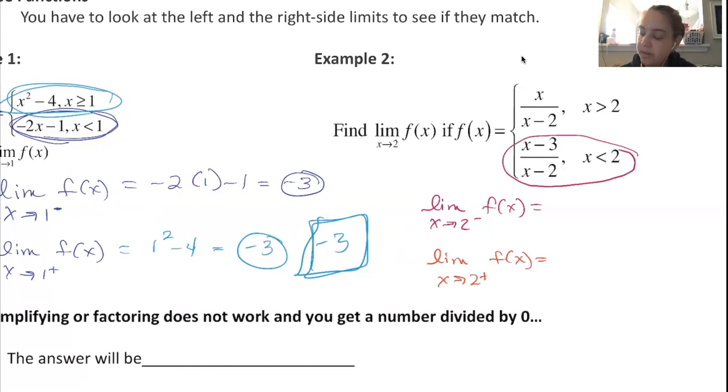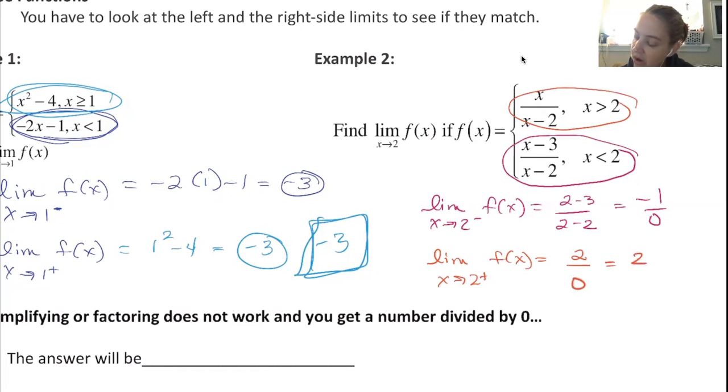So we're going to substitute the 2 into both of those x values. This is 2 minus 3 in the numerator and 2 minus 2 in the denominator. So I've got -1 over 0. Leave that as it is right now. We'll come back to that in a second. On the other one, the orange one, we are 2 from the right, so that's the right-hand side of 2. This gives me 2 over 0.